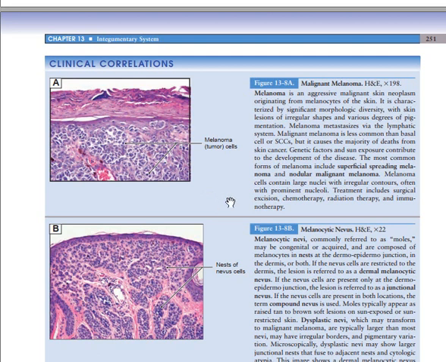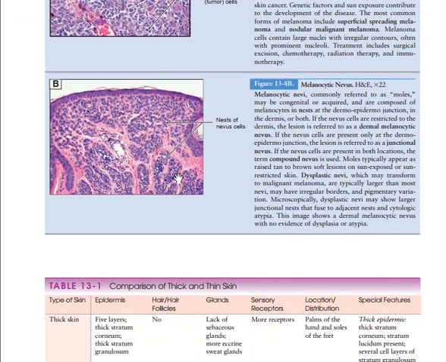On the histology section, you are going to see melanoma cells or tumor cells, and the most common forms of melanoma are superficial spreading melanoma and nodular malignant melanoma. So how do melanoma cells appear? Melanoma cells contain large nuclei. They have irregular contours with prominent nucleoli. Is it clear? Now the next one is melanocytic nevus.